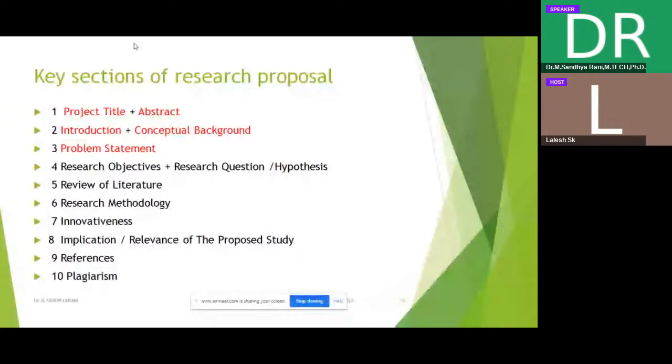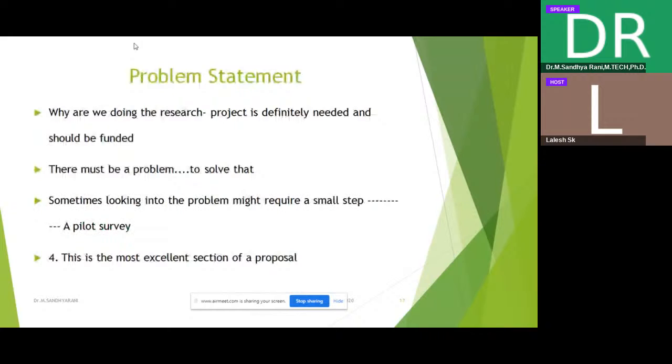My next step, number 3, is the problem statement. What is the problem, and what problem am I trying to solve in my research? Introduction was my gentle beginning, and the problem statement is at the core of the research. The problem statement will tell you why we are doing the research.